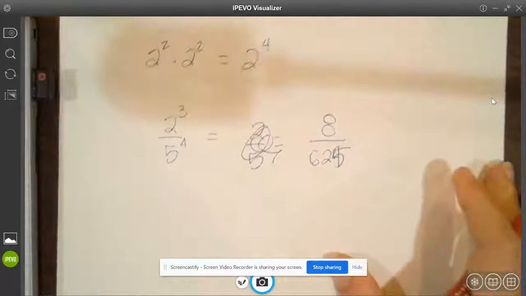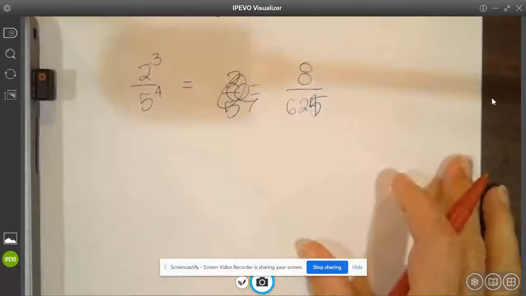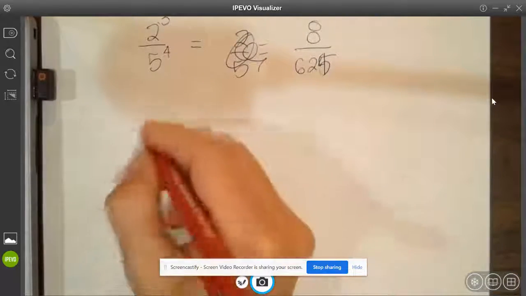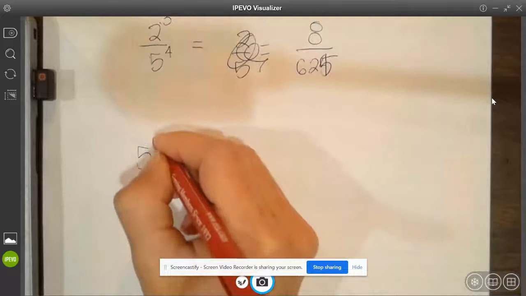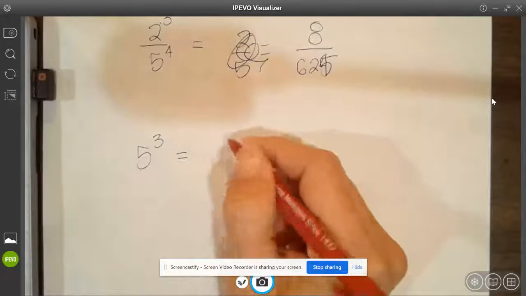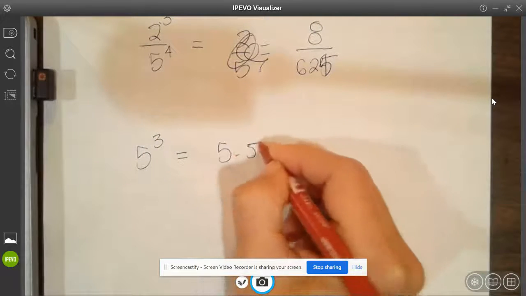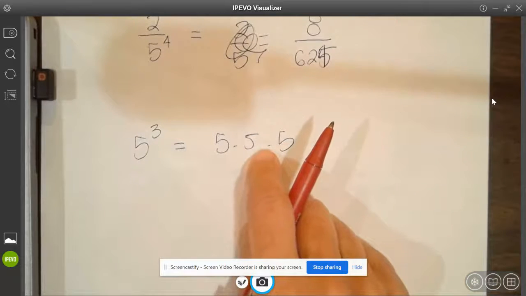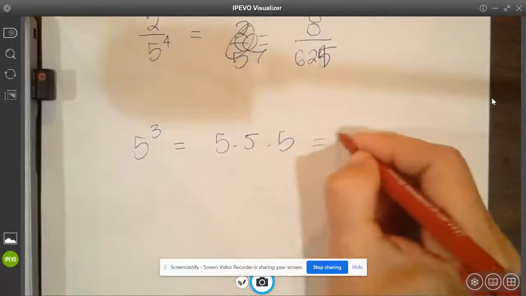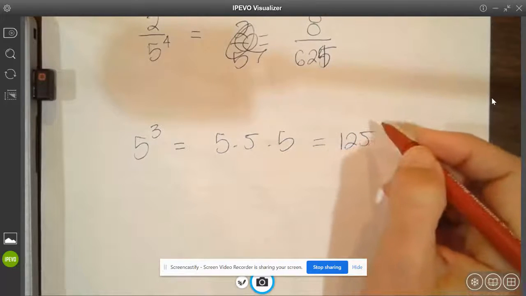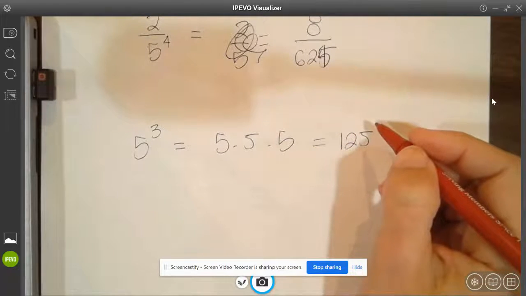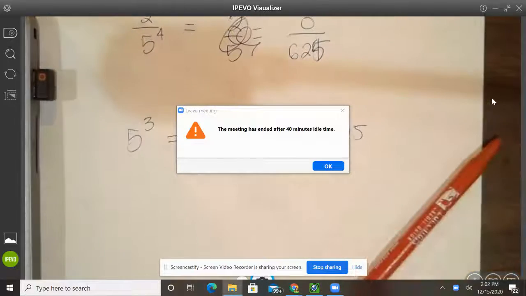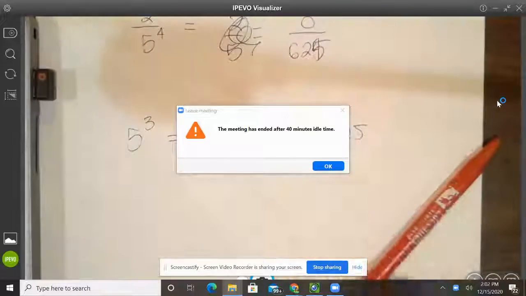Sorry, I put 24. You have to remember what an exponent is. So 5 to the 3rd power is 5 times 5 times 5. So 5 times 5 is 25, times 5 is 125. And that would be it. Hope it helps.